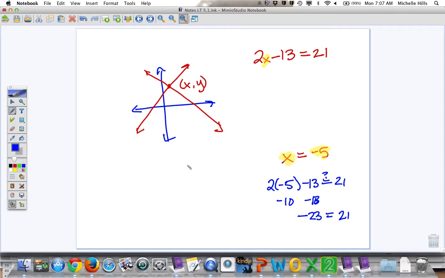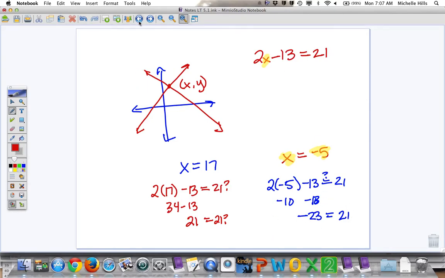If instead I had gotten the solution x equals 17, and I wanted to check that one, I would have said 2 times 17 minus 13, does that equal 21? Well, 2 times 17 is 34 minus 13. So 21 on that side, 21 on that side. You know what? The thing that makes this a true statement only works if x is positive 17. If it's anything else, I'm going to get two sides that are not equal to each other.